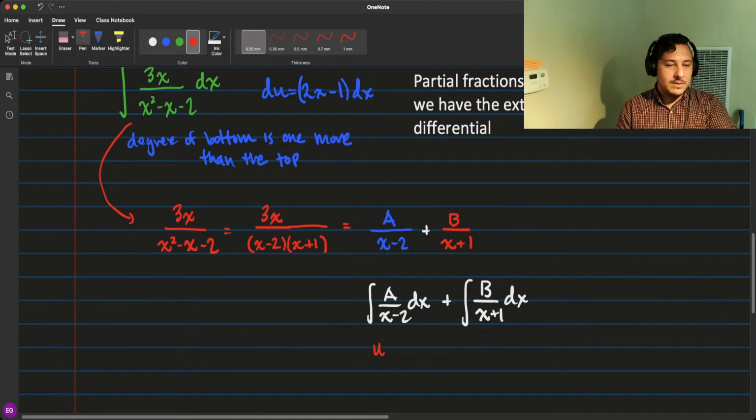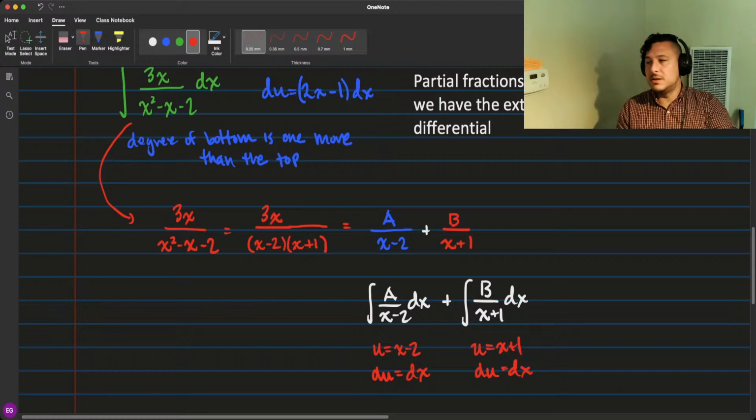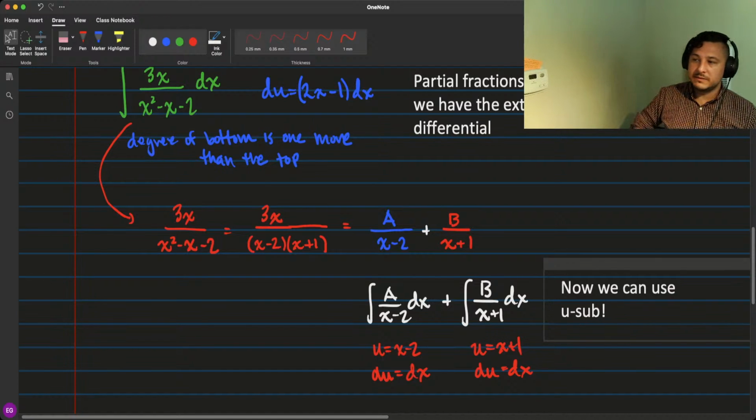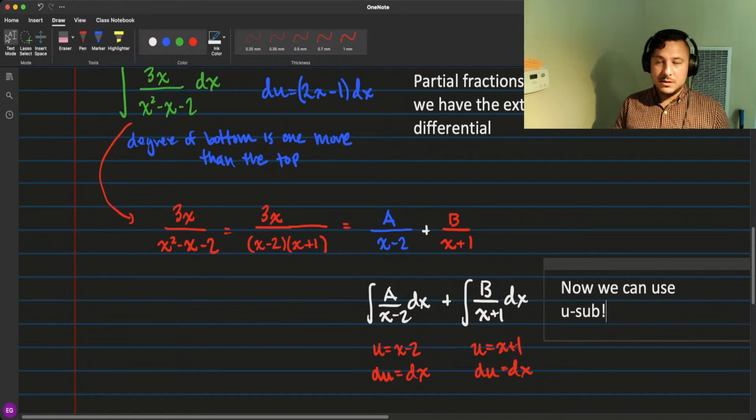You would look at this and say u equals x minus 2, which means my du is going to be equal to dx. You can factor out the a, and the same thing over here. Your u will be equal to x plus 1, which means your du will be equal to dx. You just factor out the b, and then boom, you'll get the natural log of x minus 2 and the natural log of x plus 1. Okay, so we need a method to break this into this for us. That's what partial fractions is.